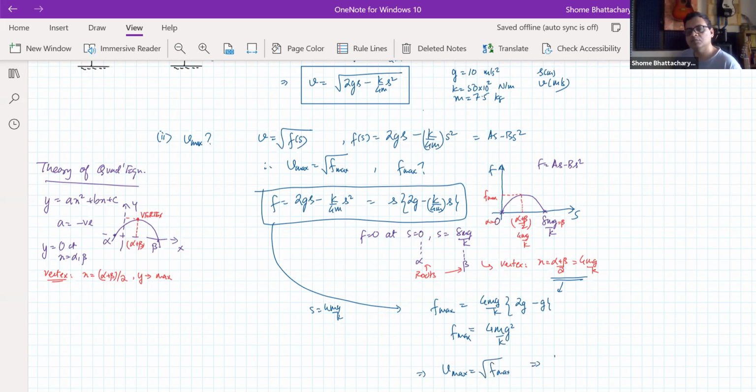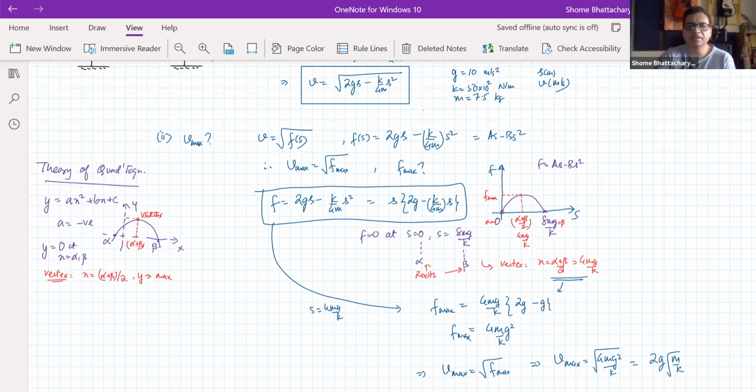So according to this, the maximum speed we should get should be like this. It should be the square root of 4mg² by k, so k in the denominator. So this will in fact become 2g square root of m by k. And we can then find out the numerical value of this. Now we'll substitute the values of m and k and g, and we'll get the numerical value of maximum speed. Next step. Okay, so just make a note up to this, people. We'll discuss further.